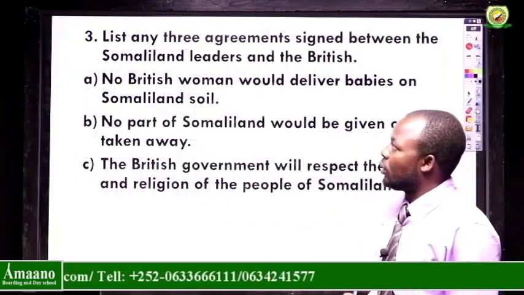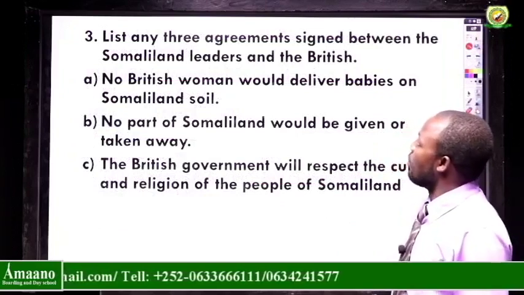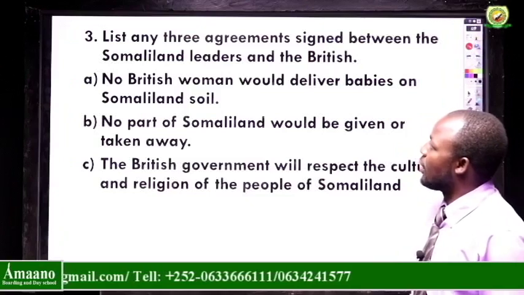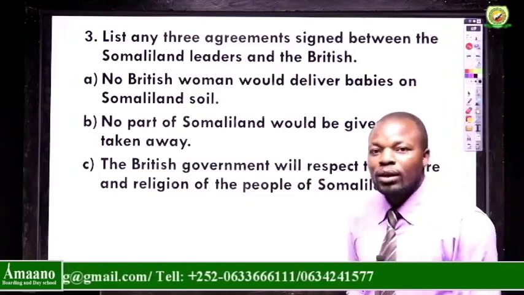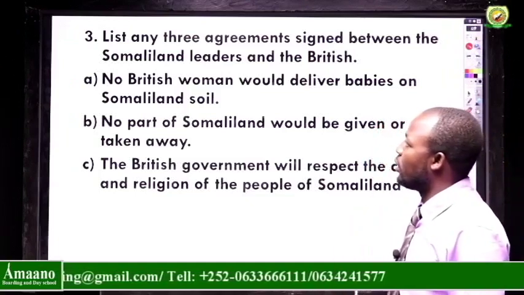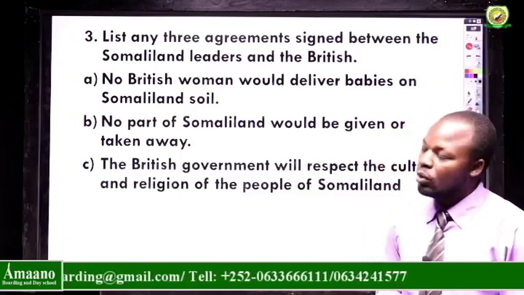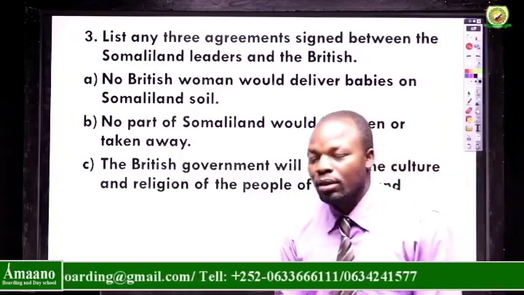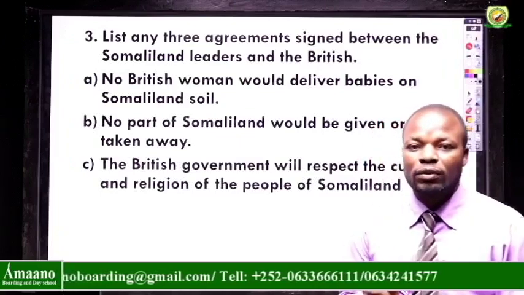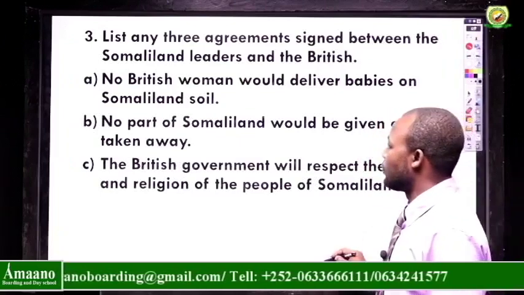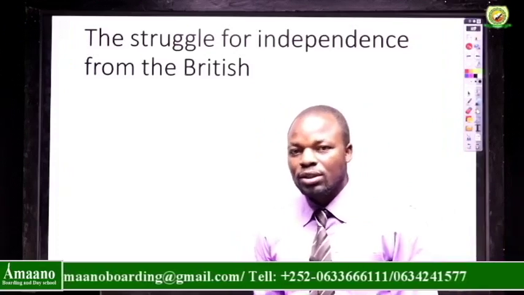Then the third question was: list any 3 agreements signed between the Somaliland leaders and the British. These agreements, we looked at them last time, and as you know very well, A, the first one, was that no British woman would deliver babies on Somaliland soil, and B was no part of Somaliland would be given or taken away by the British. And the other one was that the British government would respect the culture and even religion of the people of Somaliland.